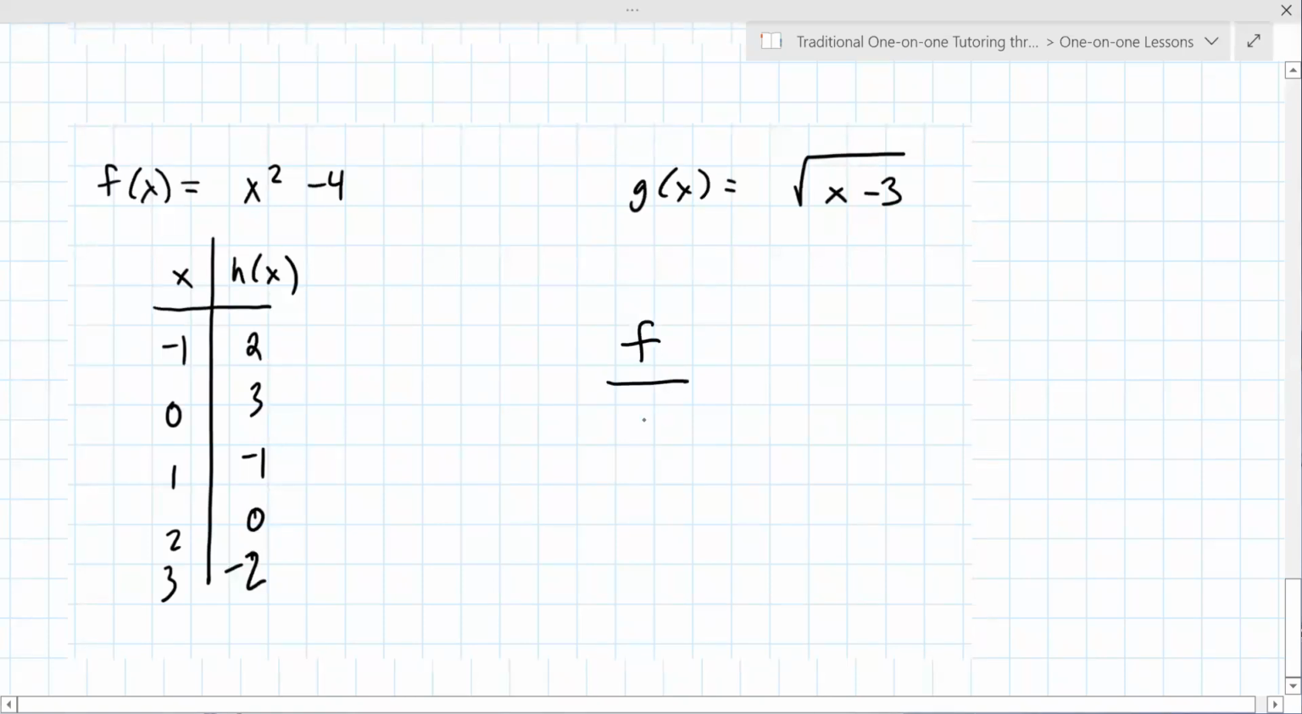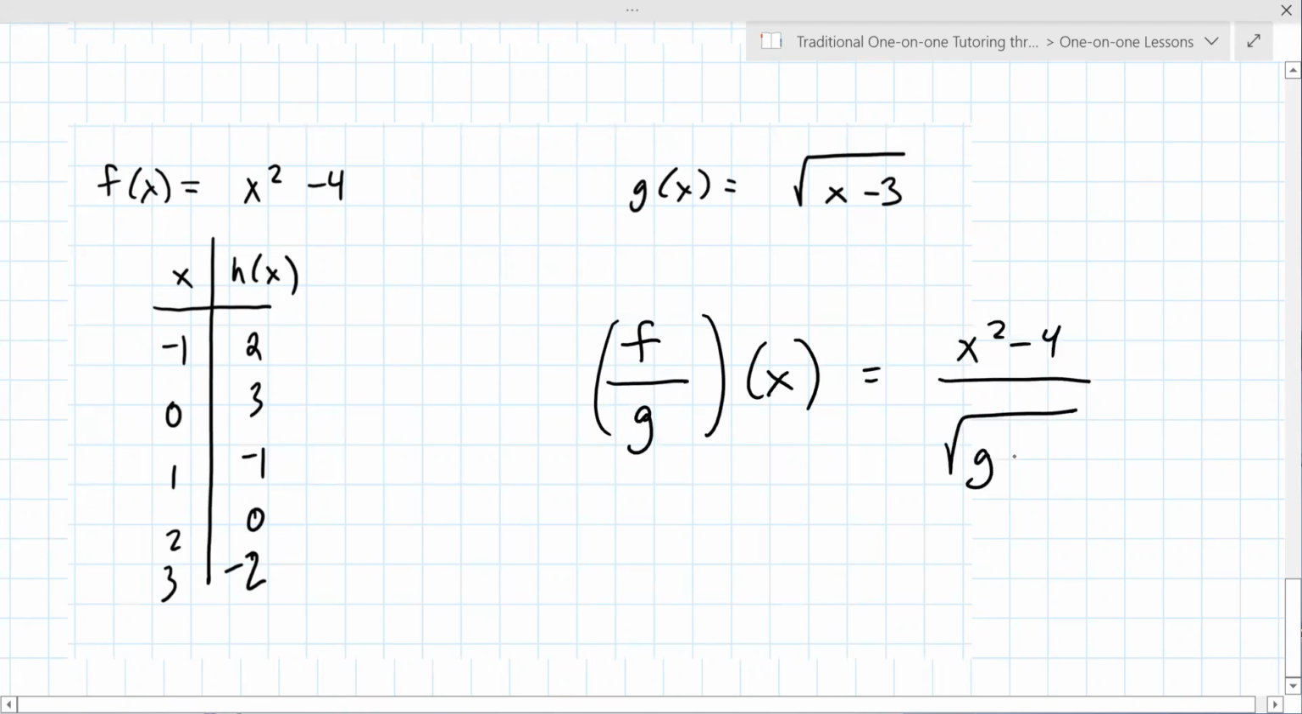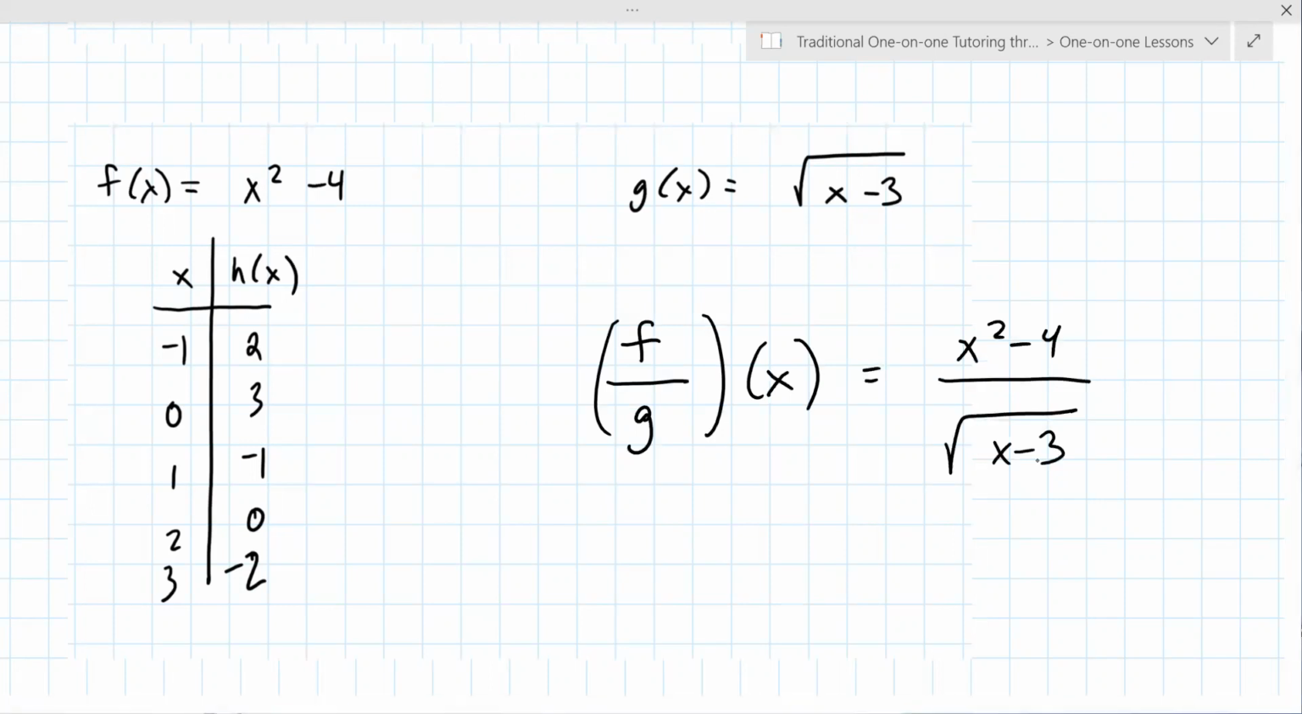So the next question here is to find the equation for F over G of X. And you literally just write whatever F is over G, whatever G is, which is not G, it's X minus 3. So if G were on top, G goes on top. If F were on the bottom, whatever order it's in, you do that.